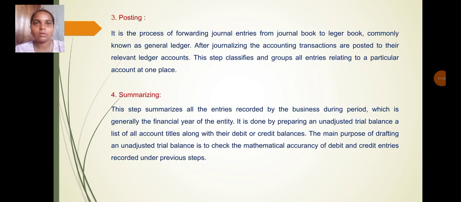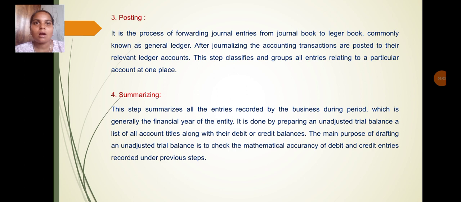another account. Posting. Posting is the process of forwarding journal entries from the journal book to the ledger book, commonly known as the general ledger. After journalizing, the accounting transactions are posted to their relevant ledger accounts. This step classifies and groups all entries relating to a particular account at one place.